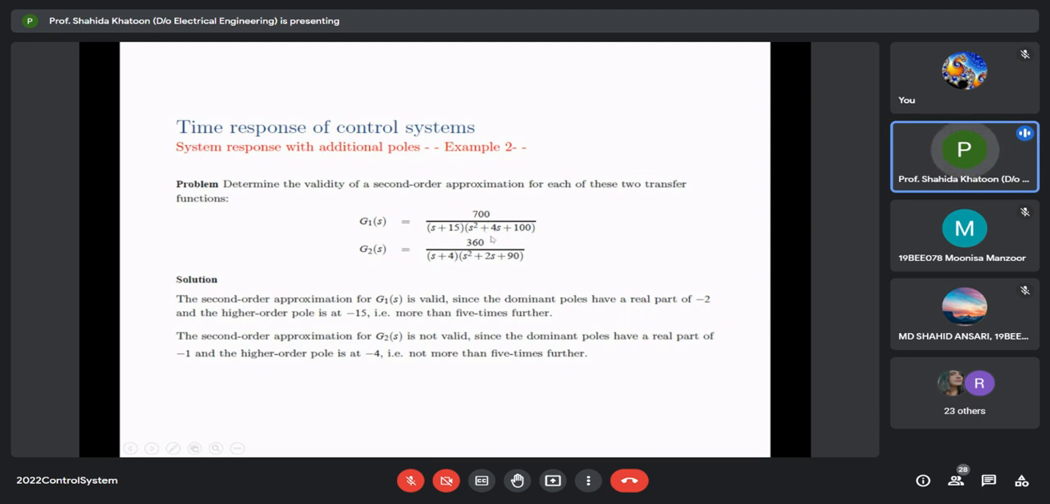If you find out the partial fraction expansion of this, you will find that one of the poles lies at -2 and the higher order pole is at -15, which is more than 5 times further.